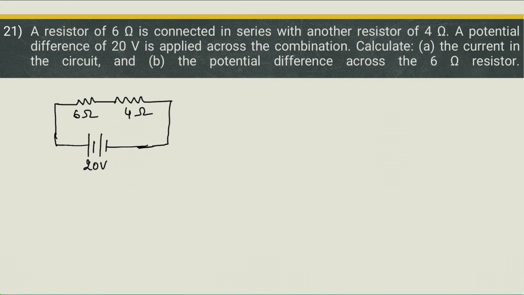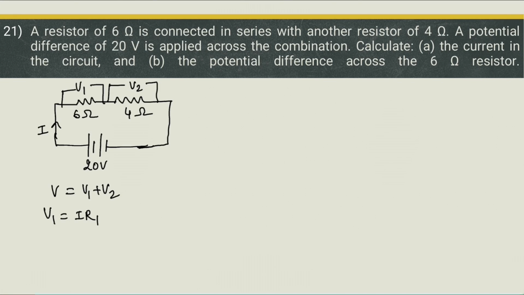Calculate the current in the circuit and potential difference across 6 ohm resistor. Potential difference across 6 ohm we want to find out, V1. Potential difference across 4 ohm will be V2. And since 6 and 4 are connected in series, we know that V1 plus V2 is equal to V. Alright, so to find out V1, we can use the formula IR1. R1 is known, 6 ohm, but we don't know the current. So first we'll have to figure out what is the current in the circuit.